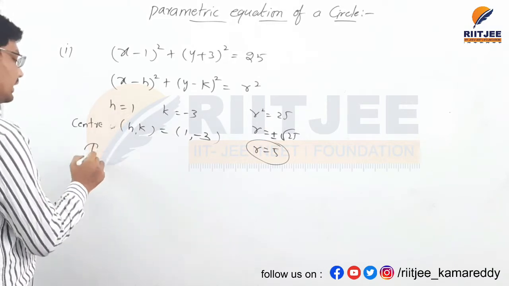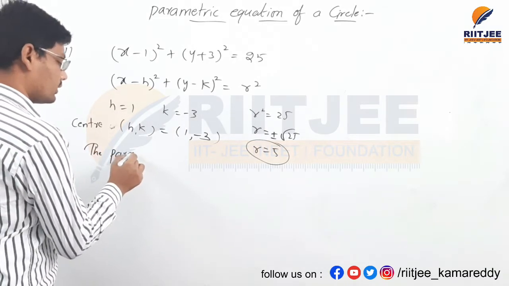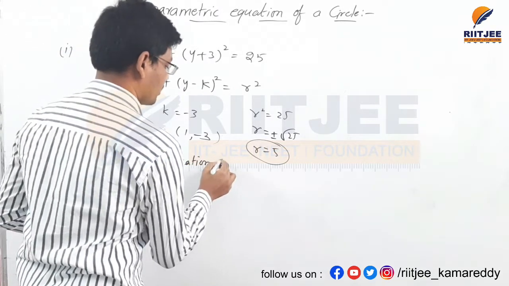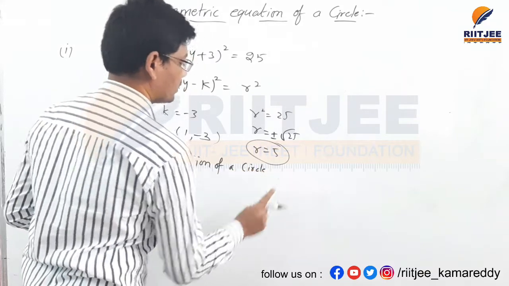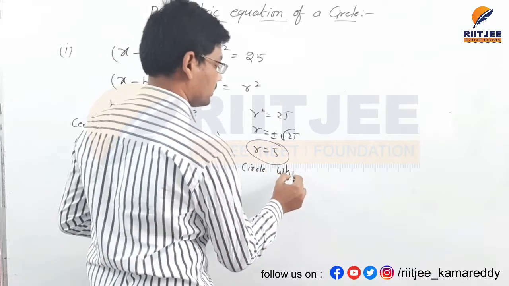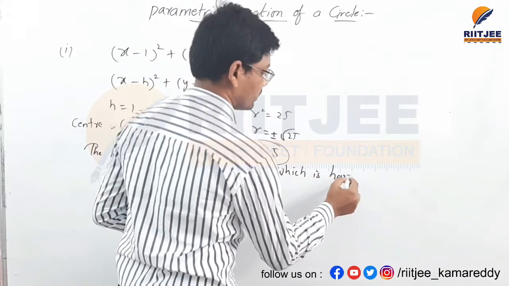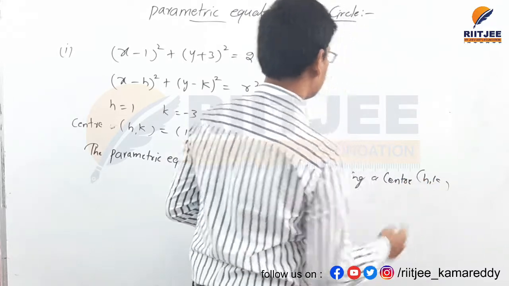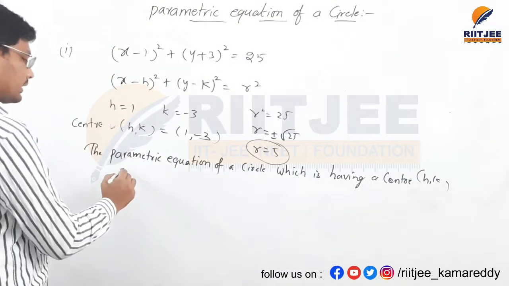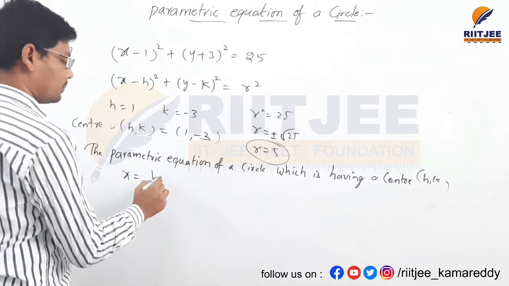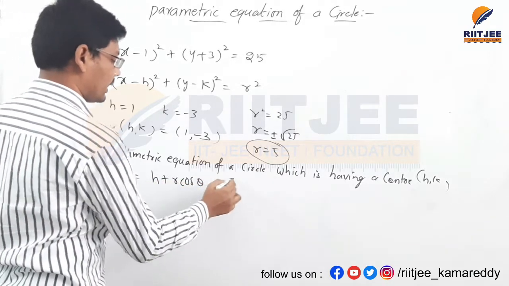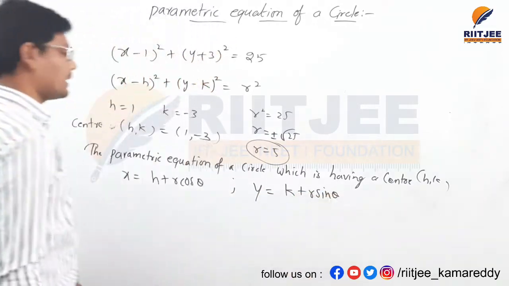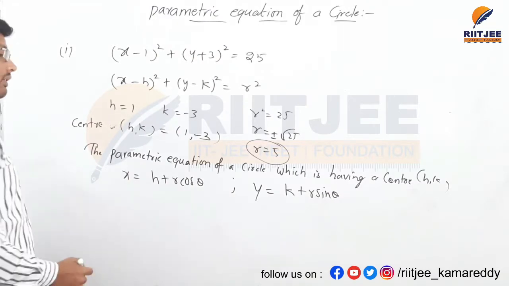Next, the parametric equation of a circle having center h comma k. The general form of the parametric equation is x is equal to h plus r cos theta and y is equal to k plus r sin theta. Let's substitute the h, k and r values in this expression.